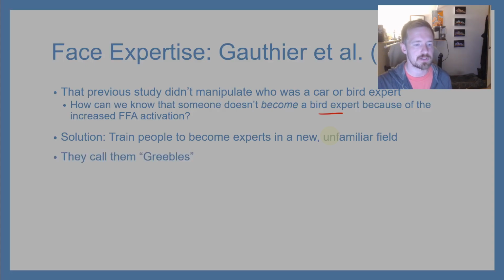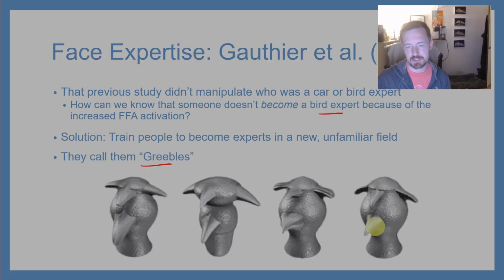But what field would they be experts in? They created a totally new field, totally new stimulus that no one had ever seen before, and they called them greebles. Greebles look like this. They look kind of like goblins, I guess, or to me they do. But they don't really look like anything, right? Besides that, they don't look like anything else I've seen. They don't look like cups, they don't look like cars, they don't look like birds.